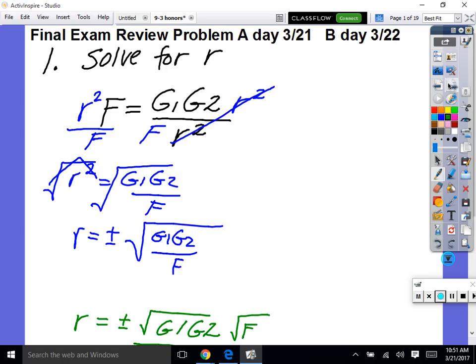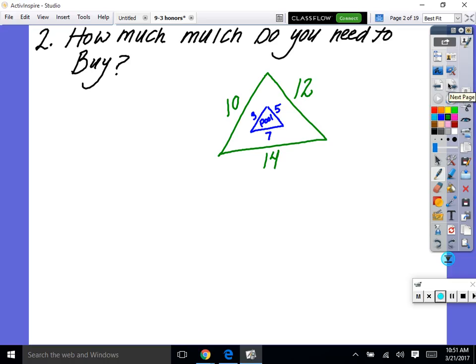Okay, next problem. Go for it. How much mulch do you need to purchase to cover this grass, whatever mulch is? I think it has something to do with fertilizer. I don't know. Let's look it up on the internet.